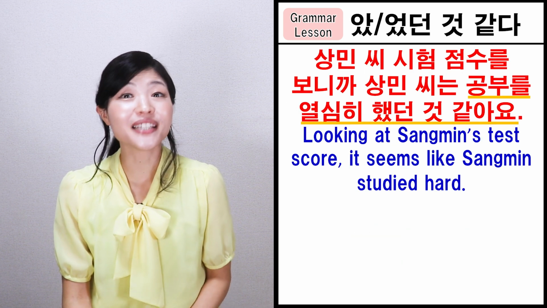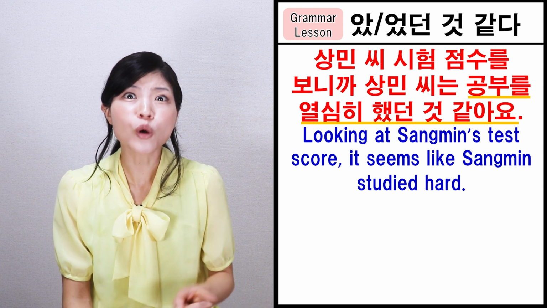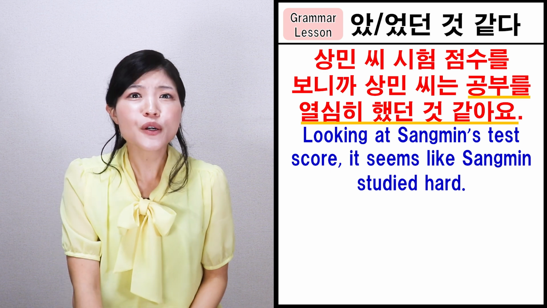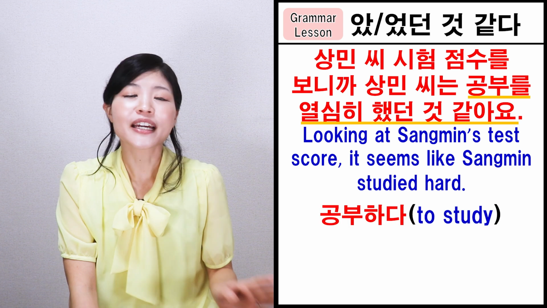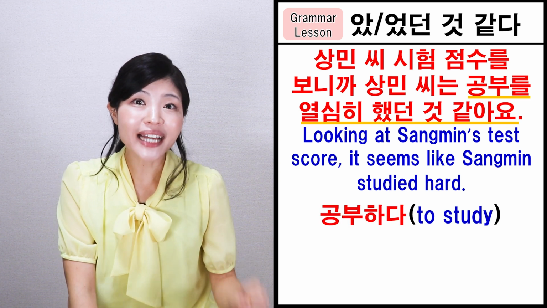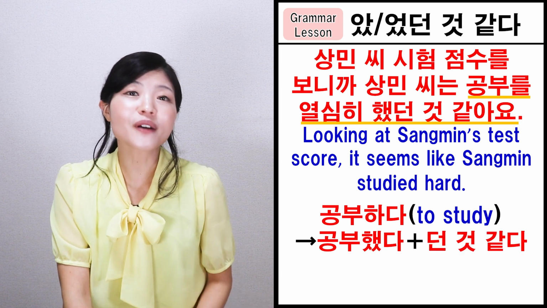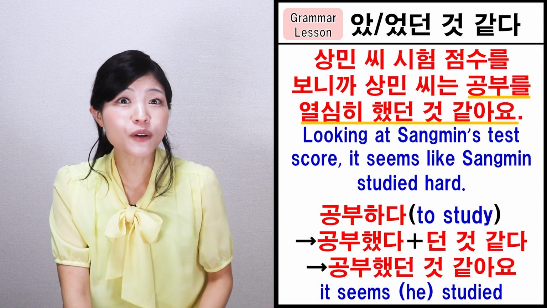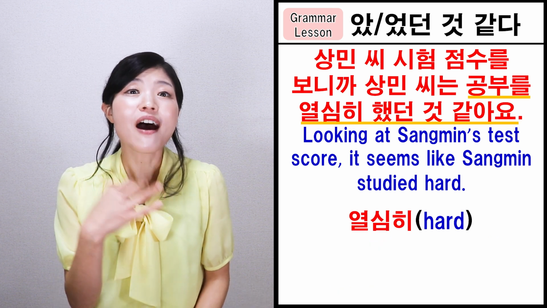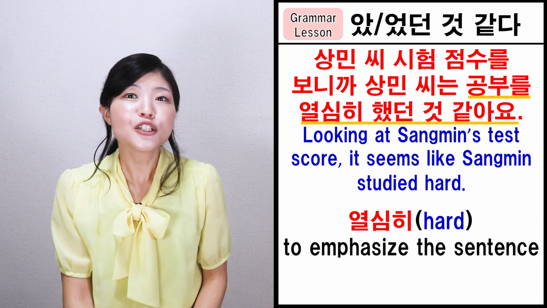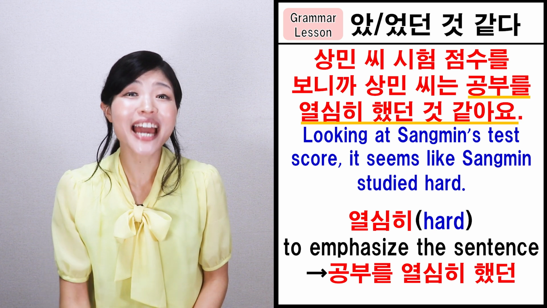Let's take a look at the next sentence. 상민 씨 시험 점수를 보니까 상민 씨는 공부를 열심히 했던 것 같아요. Looking at 상민's test score, it seems like 상민 studied hard. Here, 공부하다 is to study. The past tense of 공부하다 is 공부했다. You attach 던 것 같다 to it to make 공부했던 것 같아요. It seems he studied. Since you want to add 열심히, hard, to emphasize the sentence, you place it in the middle of 공부했던 to make 공부를 열심히 했던.